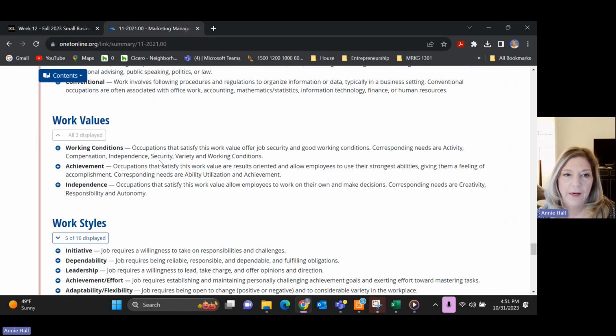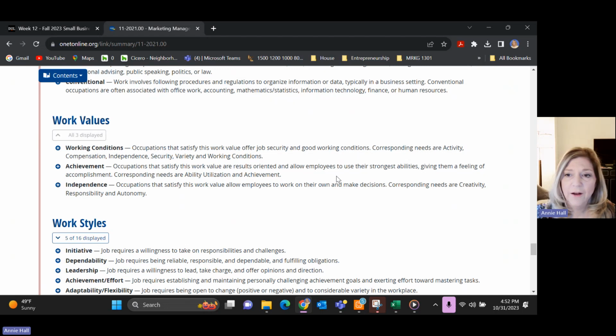So we know that marketing managers value a job that offers them good job security and working conditions. They are results oriented. They want to be able to be achievement oriented and use their strong abilities to give them a feeling of accomplishment. So they want to be able to use their talents, right? That's what that's telling us there. They also want to be able to work on their own and make decisions. So this tells you a little bit about what you're looking for in a person.